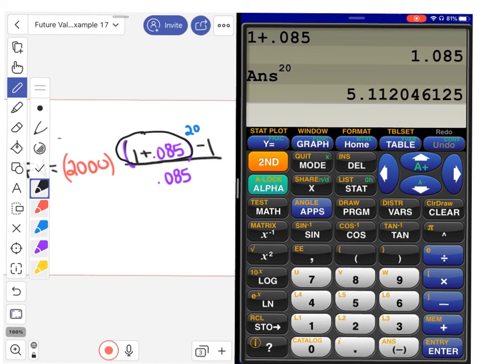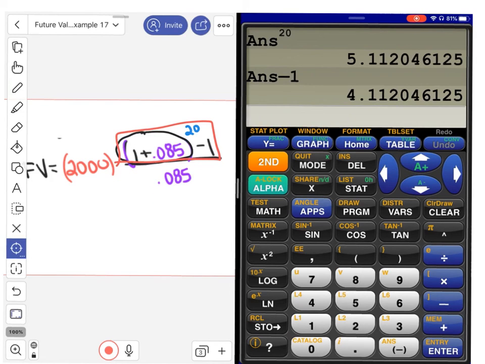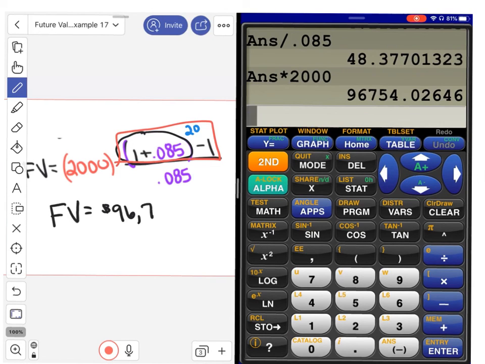And I get this value here. Then I'll subtract 1 from that and get that number there. So essentially what I've done is I worked all of the top part. The next thing I'm going to do is divide this by the bottom, 0.085. And finally, I'm going to take all of that and multiply it by my payment, which is 2,000. And I get this value here for the future value of $96,754.03. And I've done all this in the calculator, so there is no rounding.